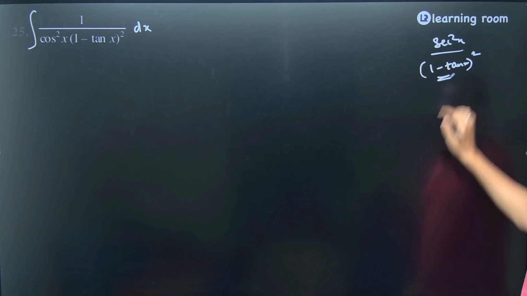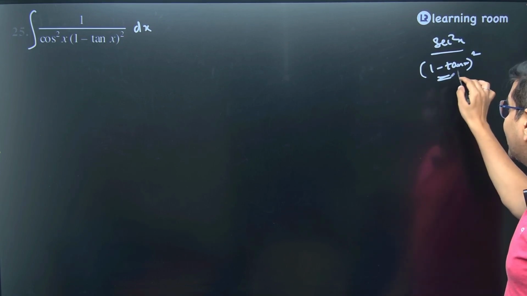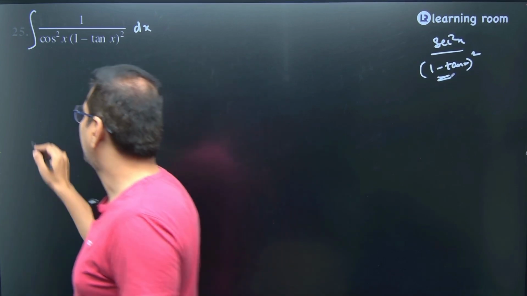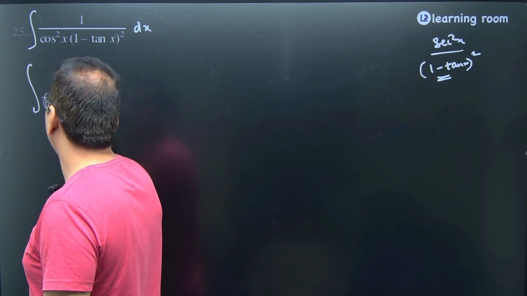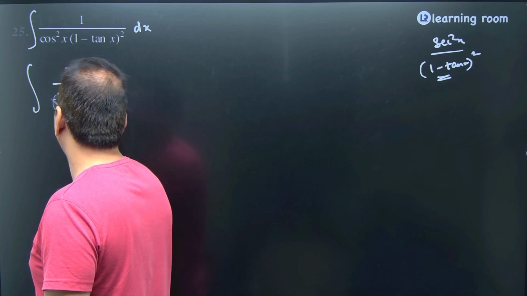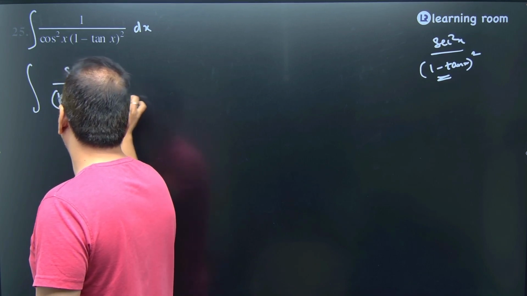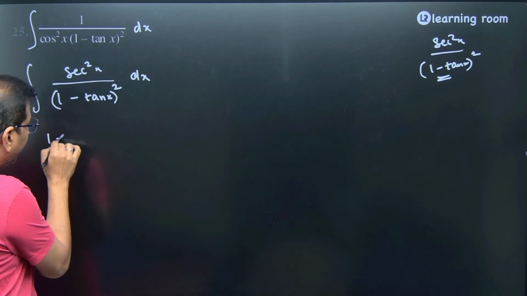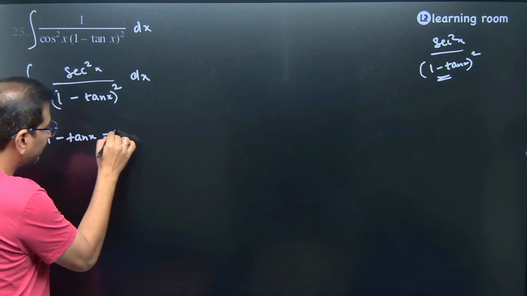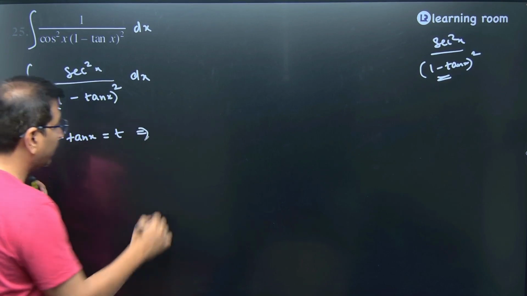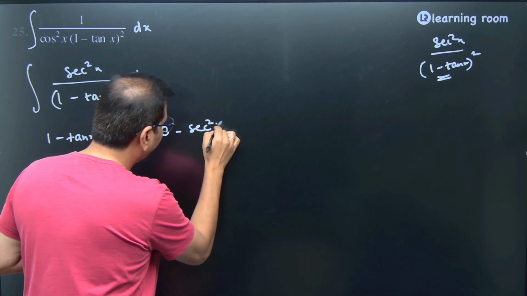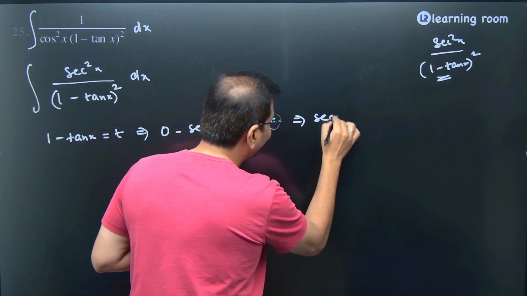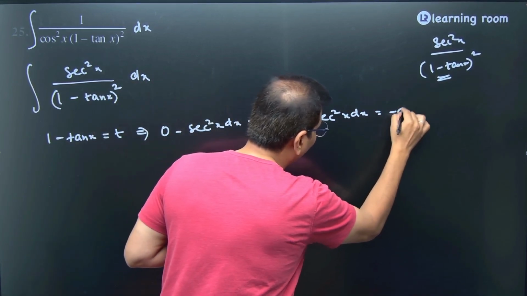So if I substitute 1 minus tan x as t, we know that the derivative of tan x is secant square x. Hence, we will be able to proceed. So that's the idea for this problem. So the question is integral of secant square x the whole divided by 1 minus tan x the whole square times dx. So if I substitute 1 minus tan x as t, differentiating on both sides, we get 0 minus secant square x dx is equal to dt, which implies secant square x dx is equal to negative of dt.